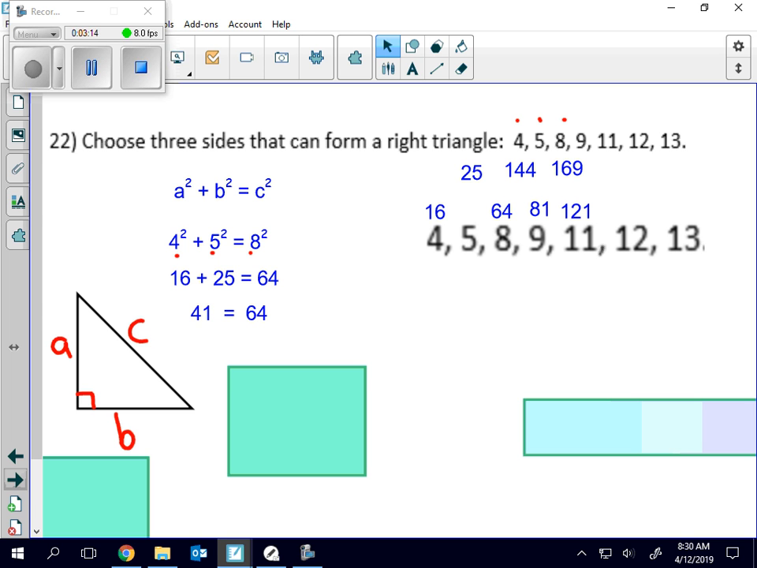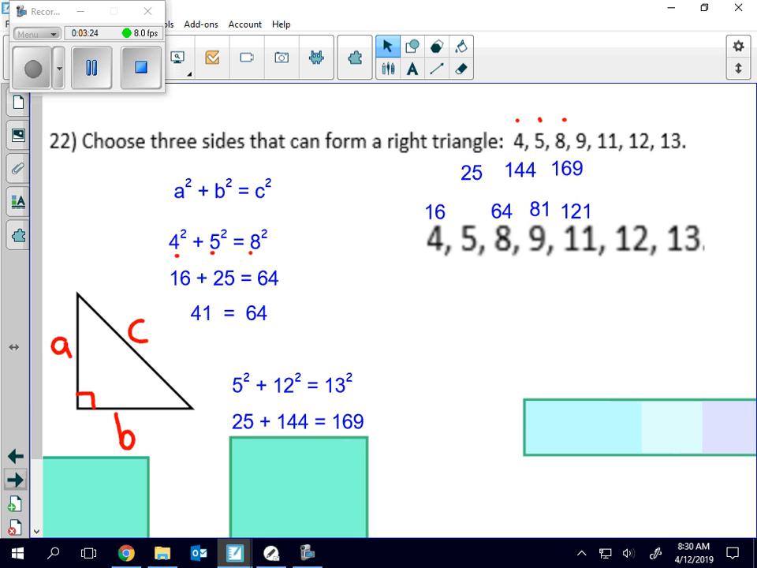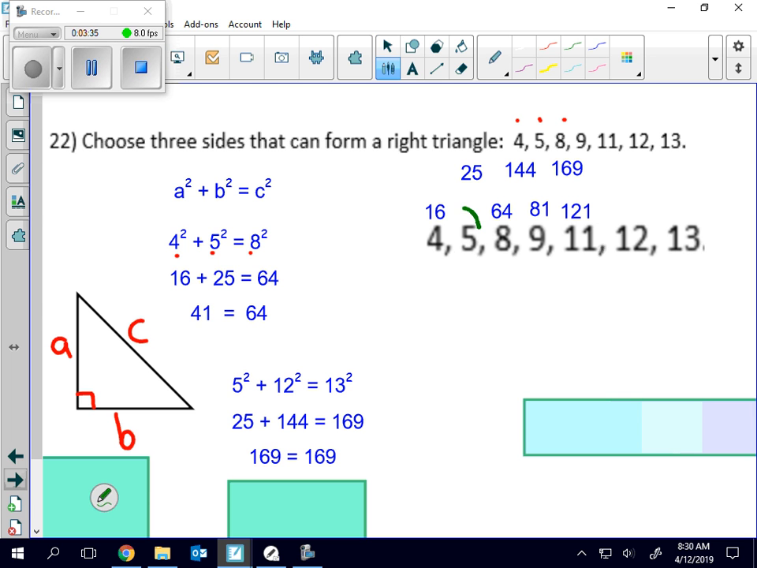So what does that mean? That means that 5 squared plus 12 squared equals 13 squared. Prove it. 5 squared is 25, 12 squared is 144, and 13 squared is 169, and they add up. So the answer to the question, though, is which sides? 5, 12, and 13.